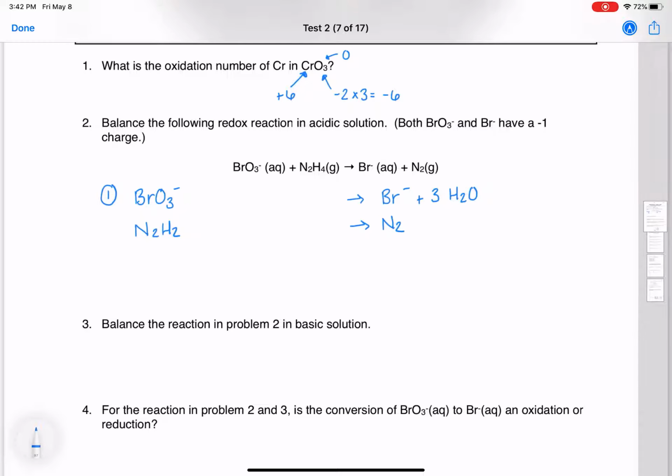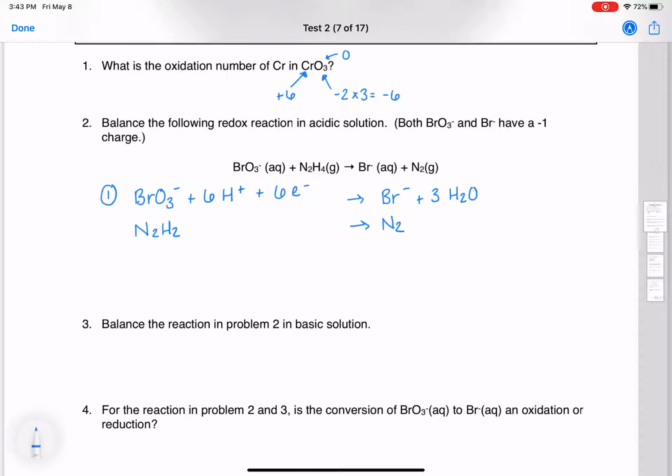Now we balance the hydrogens by adding H+. We have 6 hydrogens on the right side, so that means we need 6 H+ on the left. And the last thing that we'll do is balance the charge. On the left-hand side, we have a total of +5, and on the right-hand side, we have a total of -1. We charge balance by adding electrons, so we take the highest charge, that's +5, and we have to add enough electrons to bring it down so that it matches the low charge. So in this case, we need to add 6 electrons.